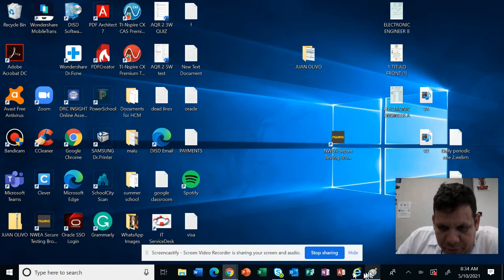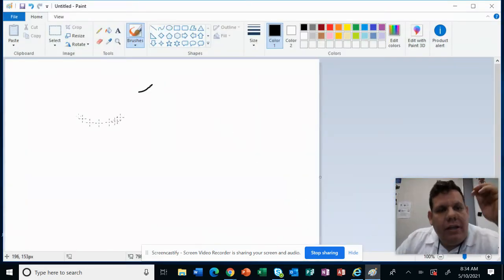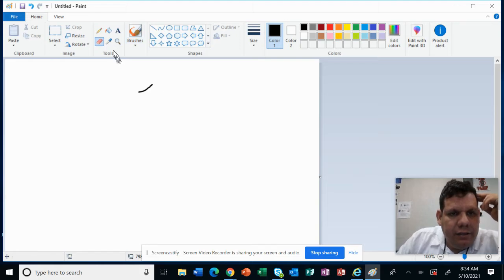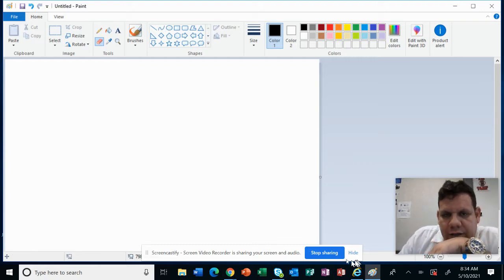Today we're going to cover what happens when there is an outlier in a data set and how it affects the mean and the median. Okay, let's start with an example that is super easy.